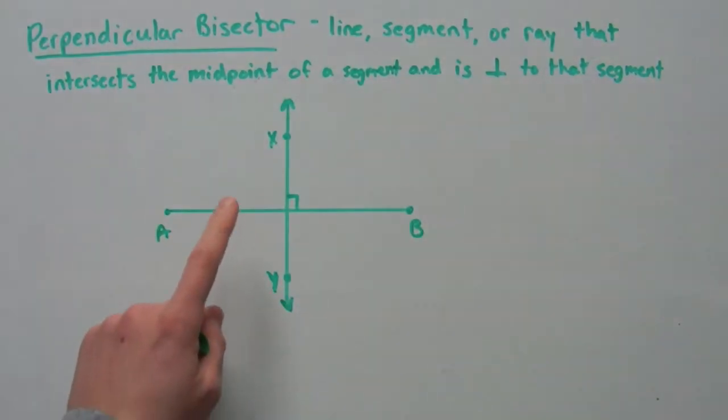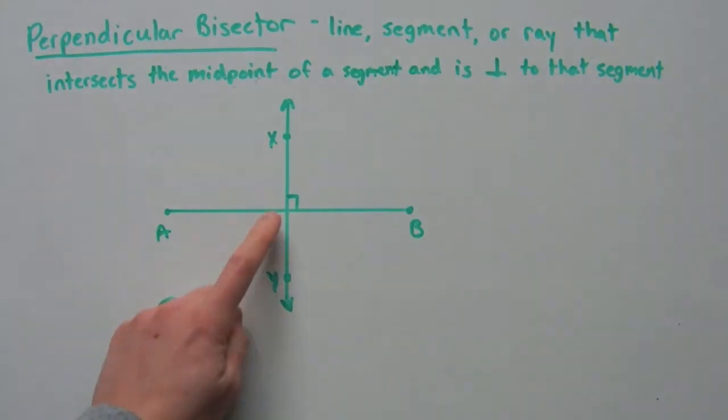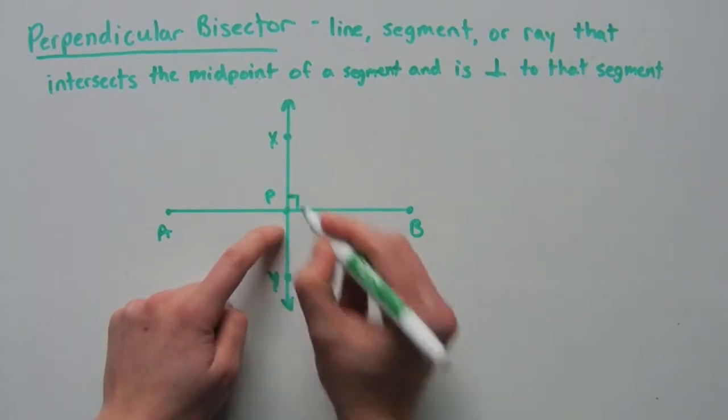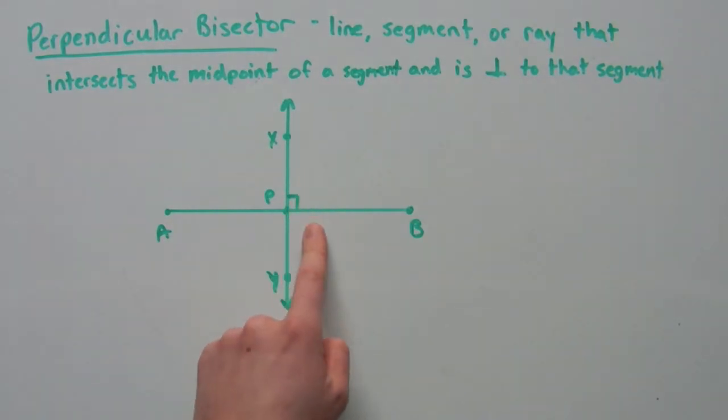Here you can see that XY is the perpendicular bisector of the segment AB. Because it intersects at the midpoint of AB, let's name this point P, and when it intersects, it is perpendicular to the segment. So XY is the perpendicular bisector. Let's go over the perpendicular bisector theorem.